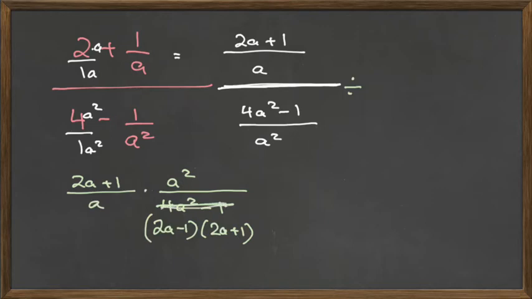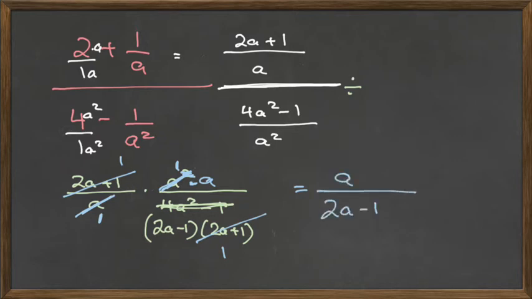And now we can reduce common factors, so the 2a plus 1 and the 2a plus 1. And what about the a and the a squared? Well, a squared really means a times a. So we are allowed to reduce 1a with 1a. And now we're done reducing, and we have left in the numerator an a, and in the denominator the 2a minus 1. And that is it.